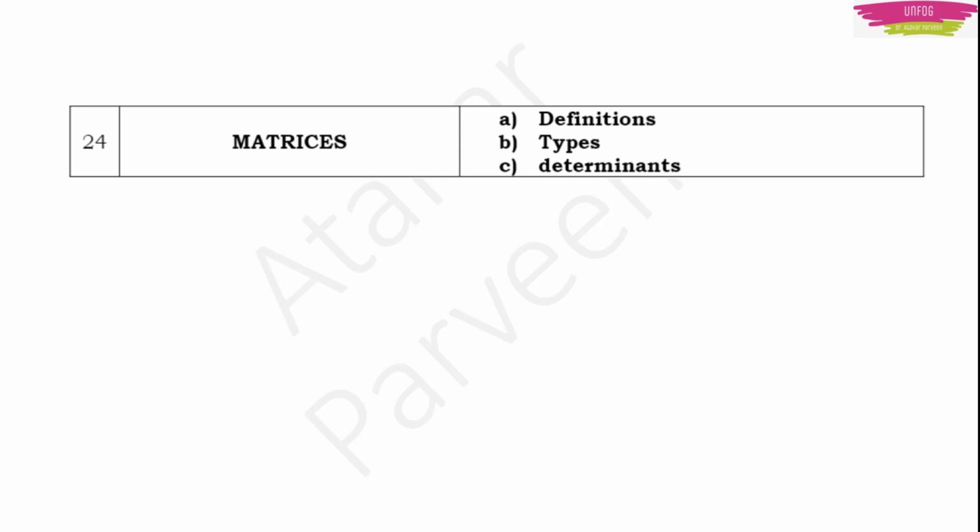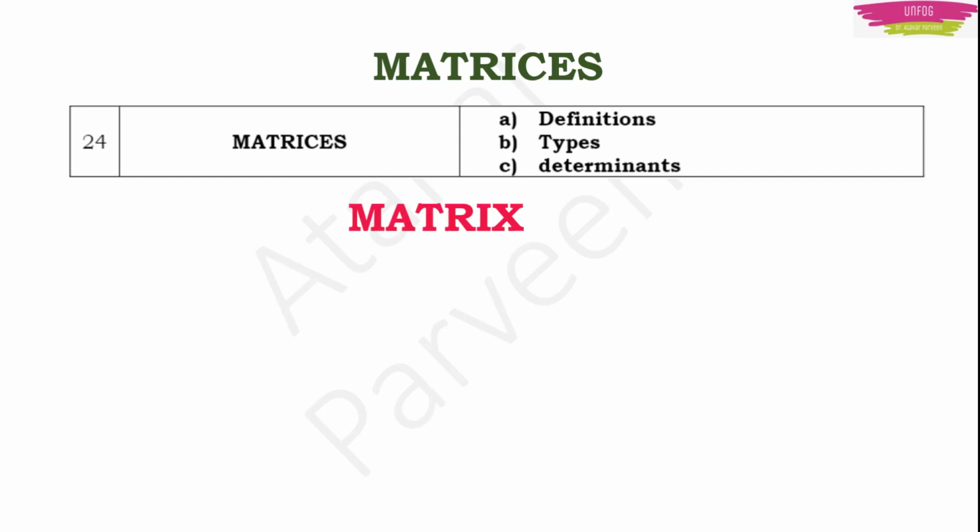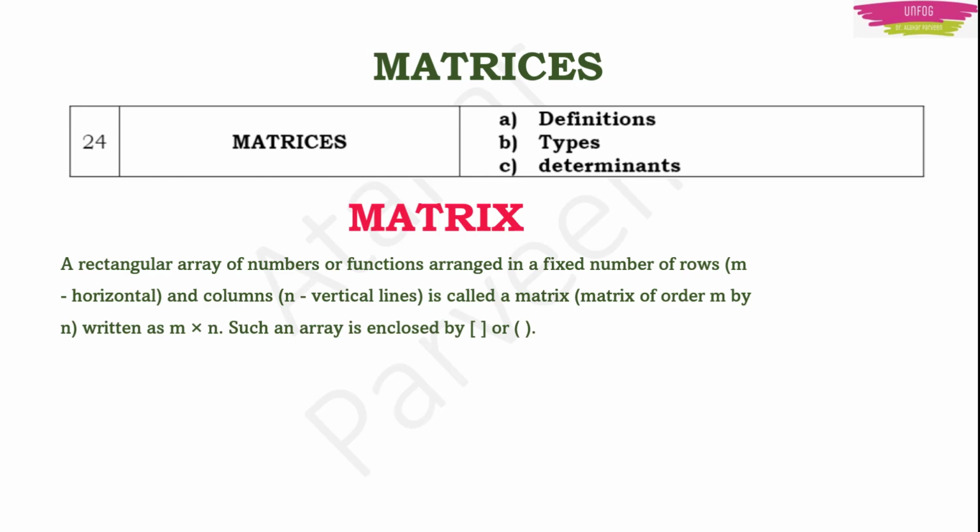First, let us know what is a matrix. Actually, matrices is a plural form of a matrix. Now what is a matrix? It is a group of numbers, or you can say an array of numbers, arranged in a rectangular manner. It is a rectangular array of numbers or functions, arranged in a fixed number of rows, rows meaning the horizontal lines, and a fixed number of columns, columns meaning the vertical lines. This group together is known as a matrix.